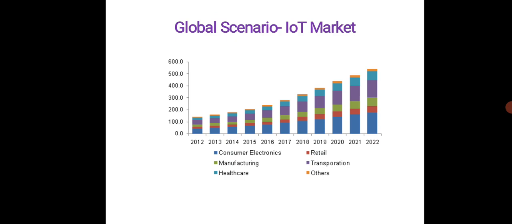In this picture, which is taken from Google, you can see the global scenario, how the IoT market is at present. I think we have plotted till 2022, and now, of course, we are in the year 2023. You can see that it is utilized in various sectors, to mention a few: consumer electronics, manufacturing, healthcare, retail, transportation, and others like logistics, and agriculture.